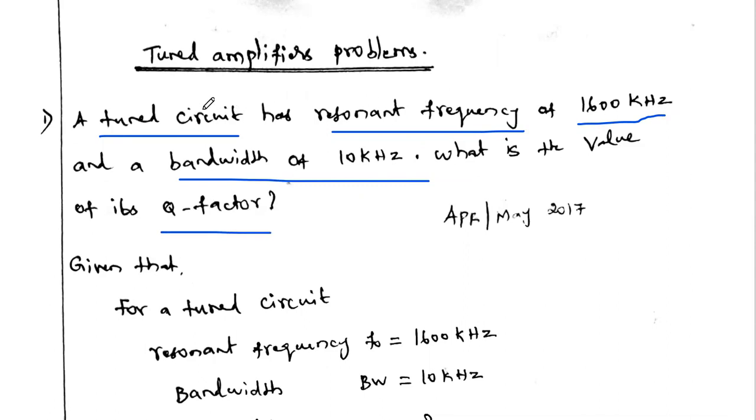The tuned circuit, as you already know, is a parallel LC circuit, that is, an inductor and capacitor connected in parallel. This is called a tuned circuit. This tuned circuit has a resonant frequency of 1600 kilohertz and the bandwidth is given as 10 kilohertz. What is the value of the quality factor?